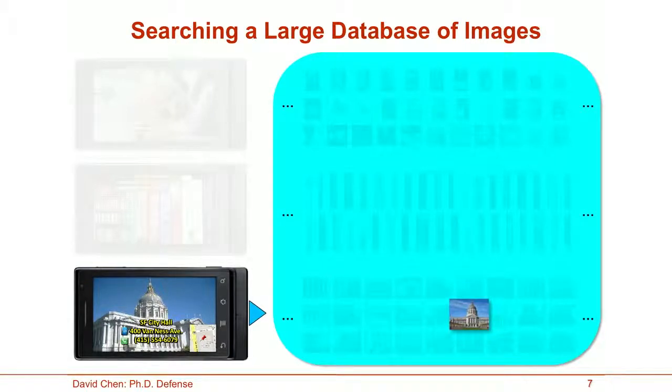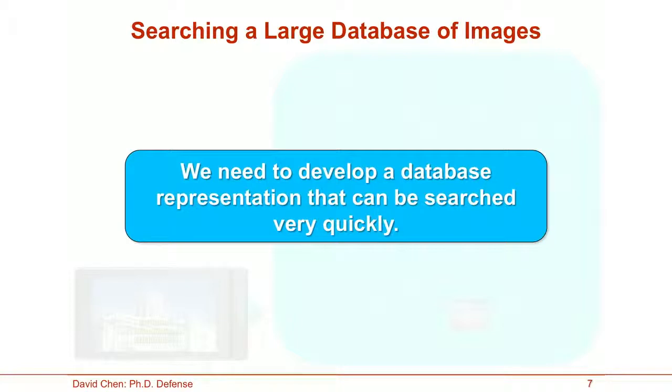And for landmark recognition, we need to find the landmark database image that best matches the query image, even though these two images might be taken from different vantage points and taken at different times. So here we've identified the first major requirement of our database. We need to develop a database representation that can be searched very quickly across maybe 1 million images or more.